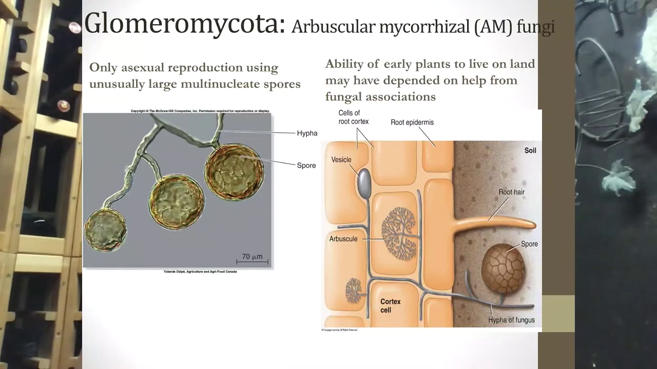What that is, arbuscules are structures that help plants capture phosphorus, sulfur, nitrogen, and micronutrients from the soil. So this goes back to the mycorrhizae we were talking about. This is the specific type of fungus that can form mycorrhizae. So again, here under where it says ability of early plants to live on land may have depended on help from fungal associations, the larger cells that you can see there are from the roots of a plant.